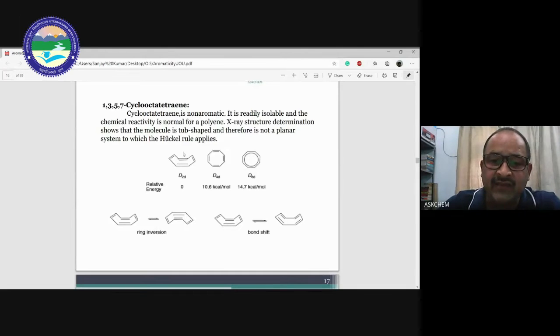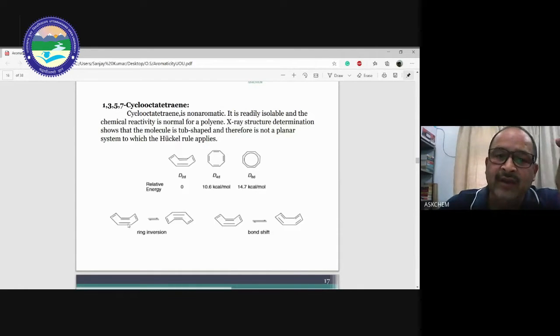Now see the case of this tub-shaped molecule. In the tub-shaped molecule, we have this structure at the bottom. Here we have the ring inversion. In this case, ring inversion is there. This is the one tub and this is the inverted tub. Another term, we have both tubs, but here the bond organization has been changed. So we have two types of situations in the tub.